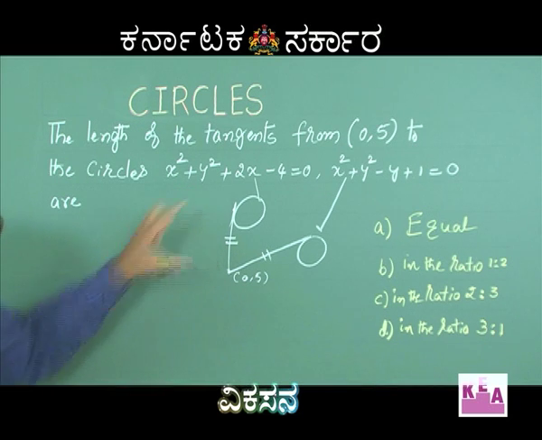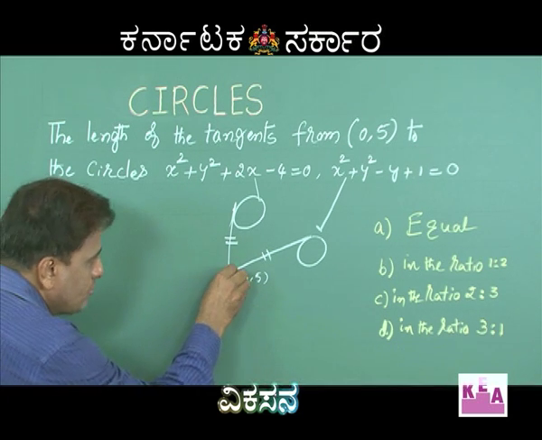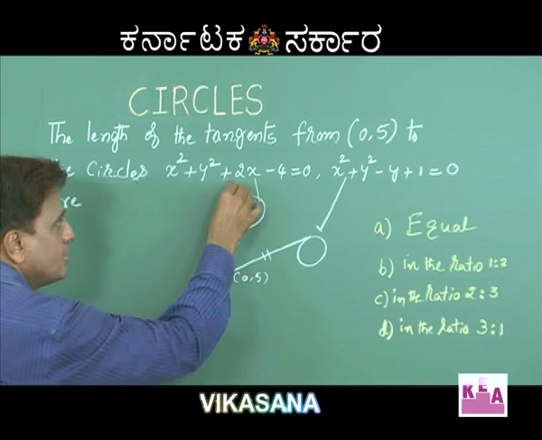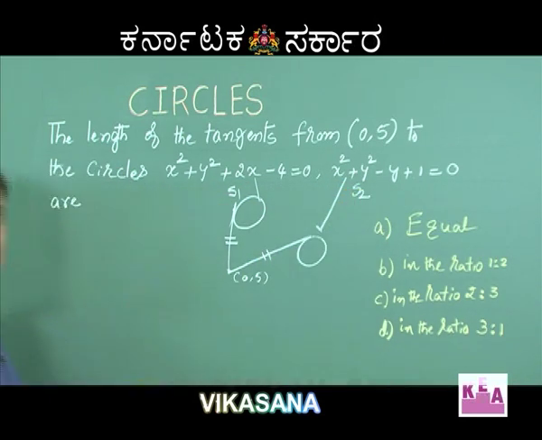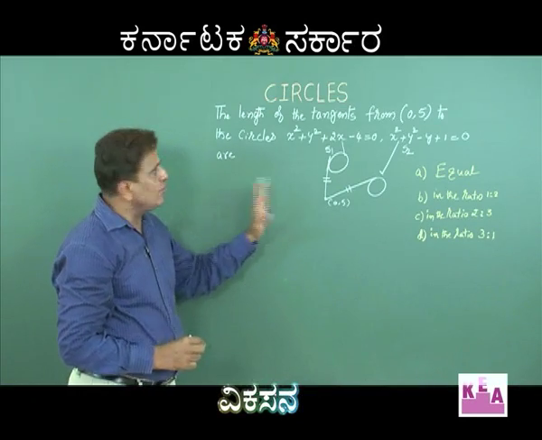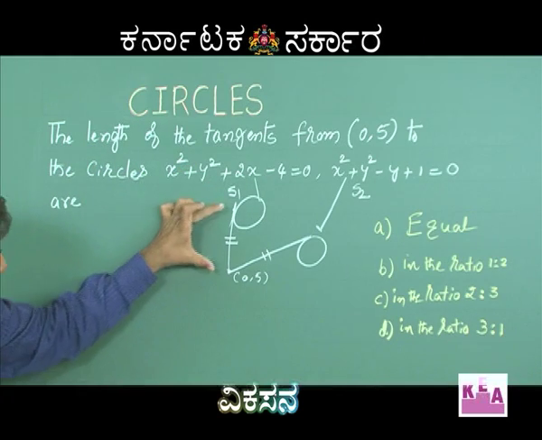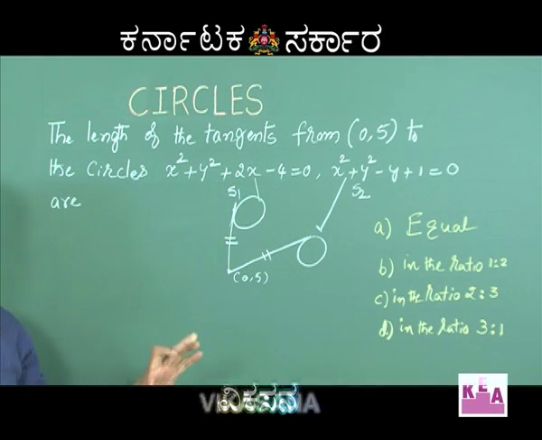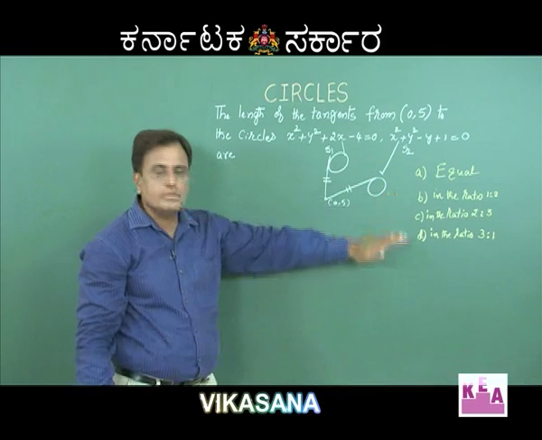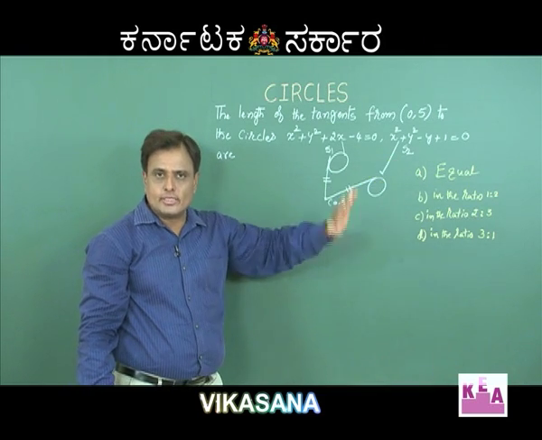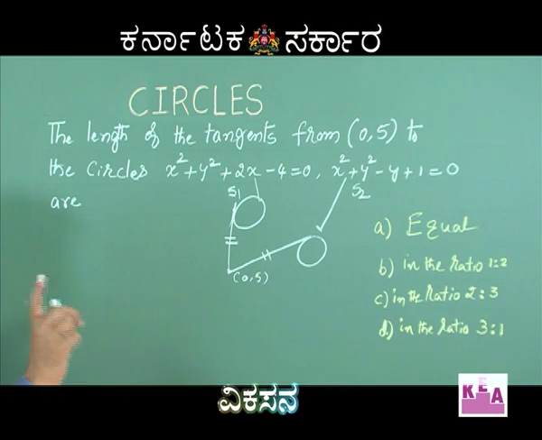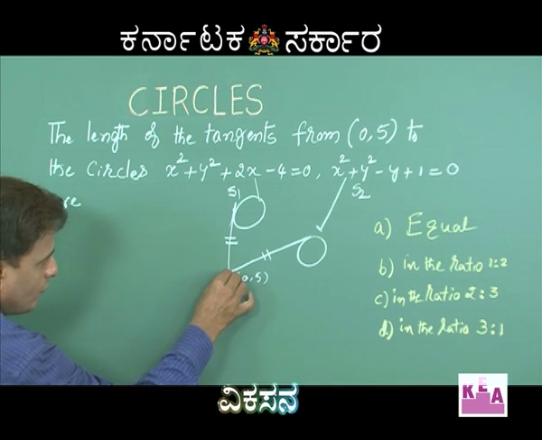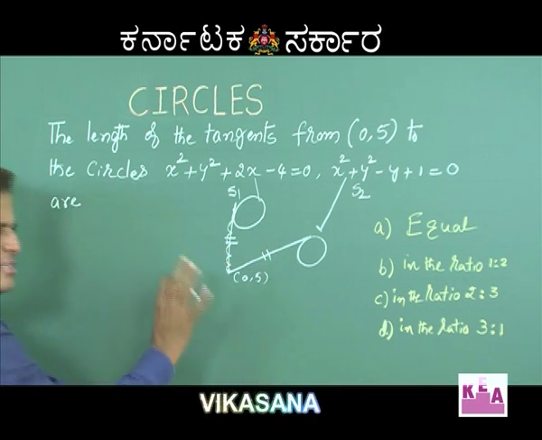Once you find out the lengths of the tangents drawn from 0, 5 to circle 1, which you can call S1, and circle 2, I will tell you a very simple way. Once you find the lengths of the tangents, then only we will know whether they are equal or in which ratio they are. So first we have to find this. To find the length of tangents, please listen to me, very simple.